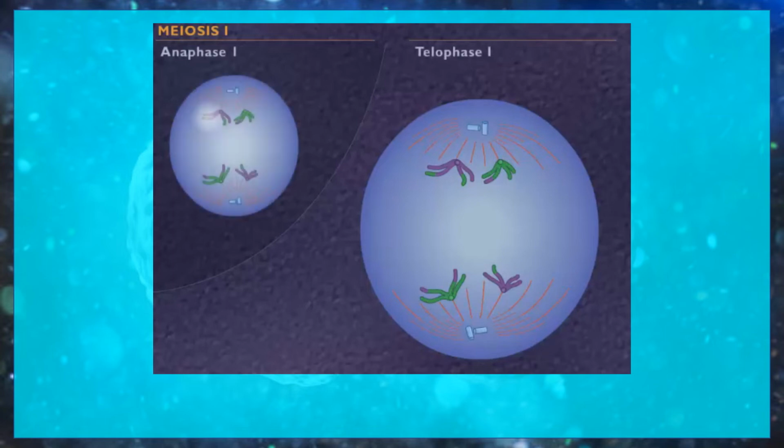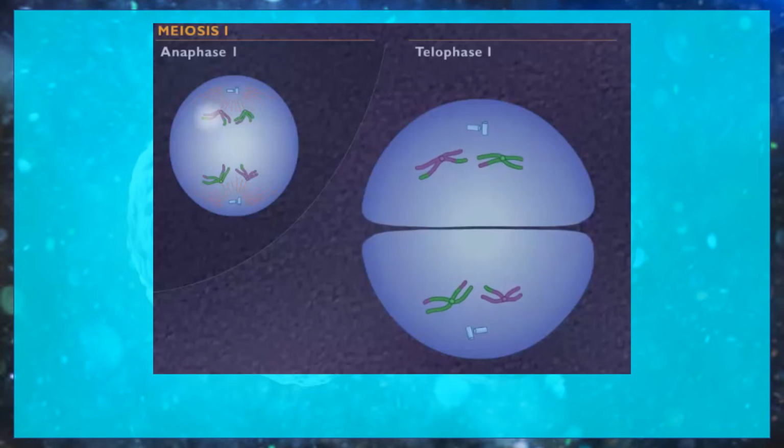In telophase 1, the spindle fiber disintegrates and cytokinesis, cell division, begins. Thus, in meiosis 1, which progresses from prophase 1 to telophase 1, two cells are created, and each cell has half the number of chromosomes compared to the original cell.